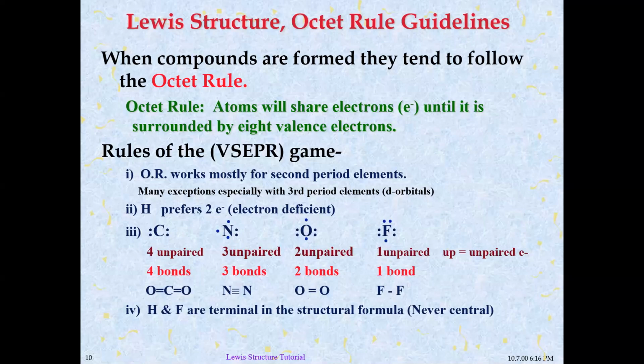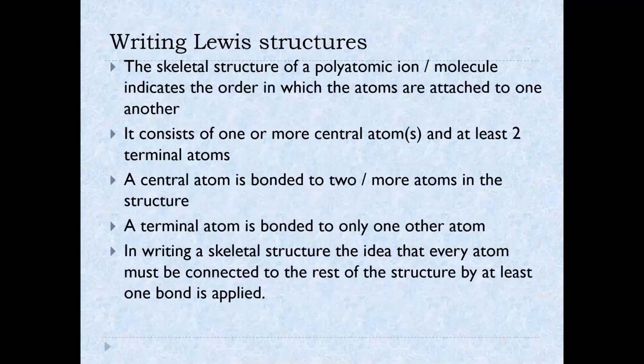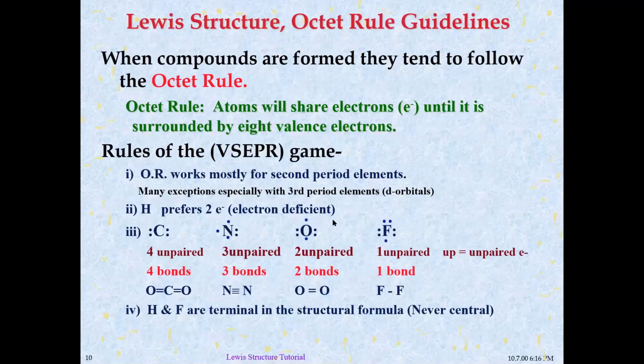And remember, we said that in drawing this, you also have what we call the central atom. So hydrogen and fluorine can never be central atoms. The reason is the definition of a central atom: a central atom is bonded to 2 or more atoms in the structure. And because hydrogen can only have 1 bond, it can't be bonded to 2. Fluorine can only have 1 bond, so it cannot be bonded to 2. So hydrogen and fluorine are always terminal atoms in the structural formula. You can never see hydrogen or fluorine as a central atom.